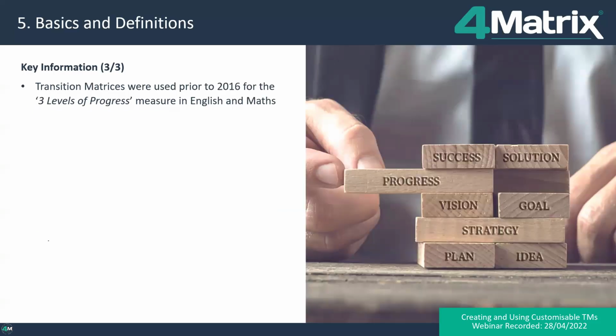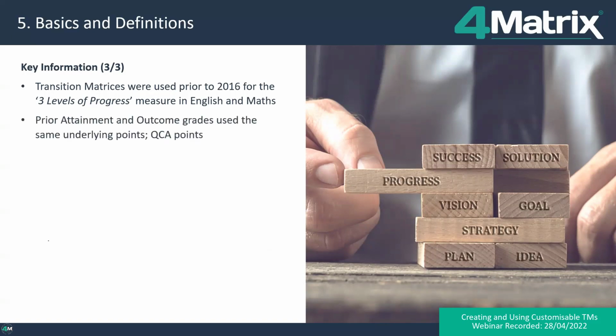Up until 2016, a school would have used transition matrices for reporting on the 3 levels of progress measure for subjects, particularly English language and mathematics. It used the students' Key Stage 2 NC levels as prior attainment and Key Stage 4 GCSE grades as the outcome. The performance measure had a notion of expected progress, in this case, 3 levels. It is important to mention that this legacy format of prior attainment and outcome grading used the same underlying points format known as QCA points.